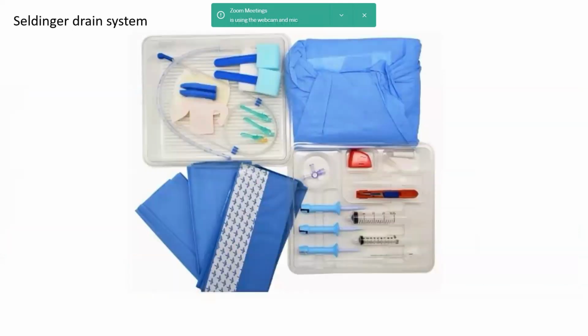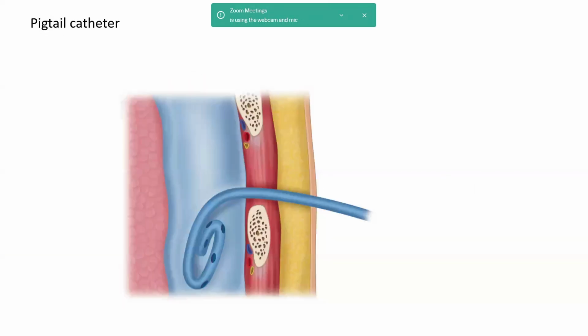These are the Seldinger drainage systems. You can insert it via ultrasound guidance, and sometimes even after pre-marking. It comes with a set, like inserting a central venous line, the same principle. And pigtail catheters are also used for isolated collections, abscesses, and loculated effusions, meaning single loculated effusions. So you can insert pigtail catheters under ultrasound guidance. That would be good.